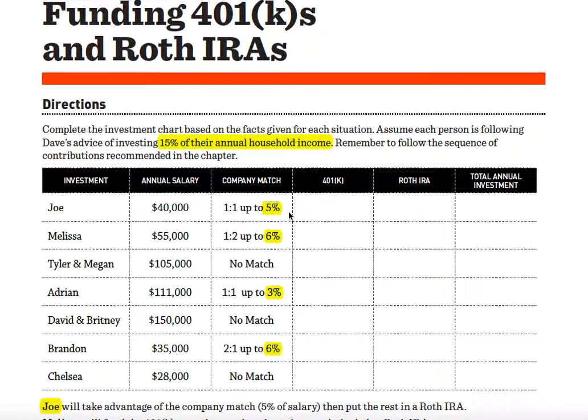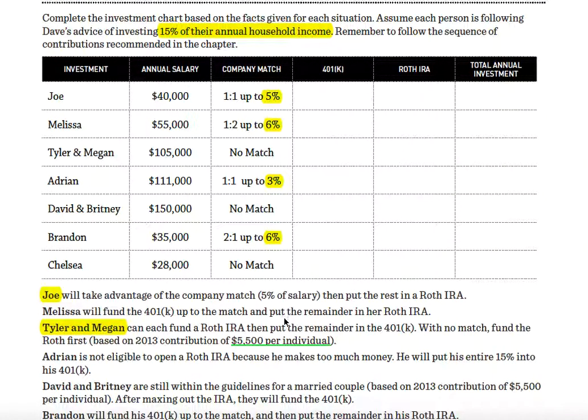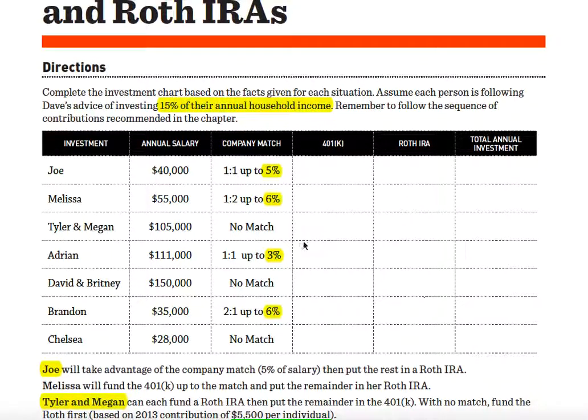First example, we are going to look at the document Planning 401ks and Roth IRAs. It is important to note that it is suggested you invest 15% of your annual household income. There are also a few details underneath the table in the document that are important for you to know. You can ignore the ratios that are under the company match column and just focus on the percentages that have been highlighted for you.